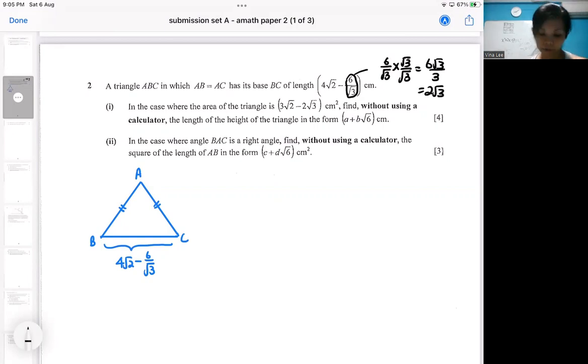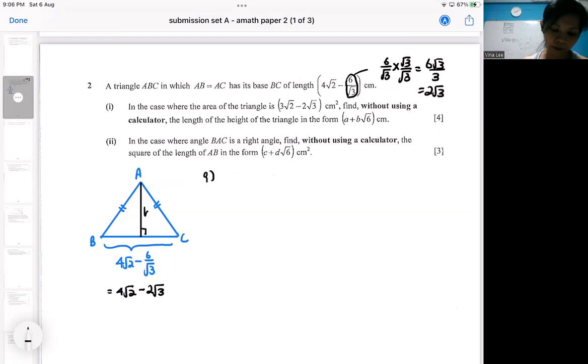Okay, so for this question, the trick is you need to remember to rationalize it. If you remember to rationalize it, the two parts are quite easy. If you don't, it actually becomes very lengthy and subjects you to a lot of careless mistakes. So for part one, they gave us an area and we wanted the height.